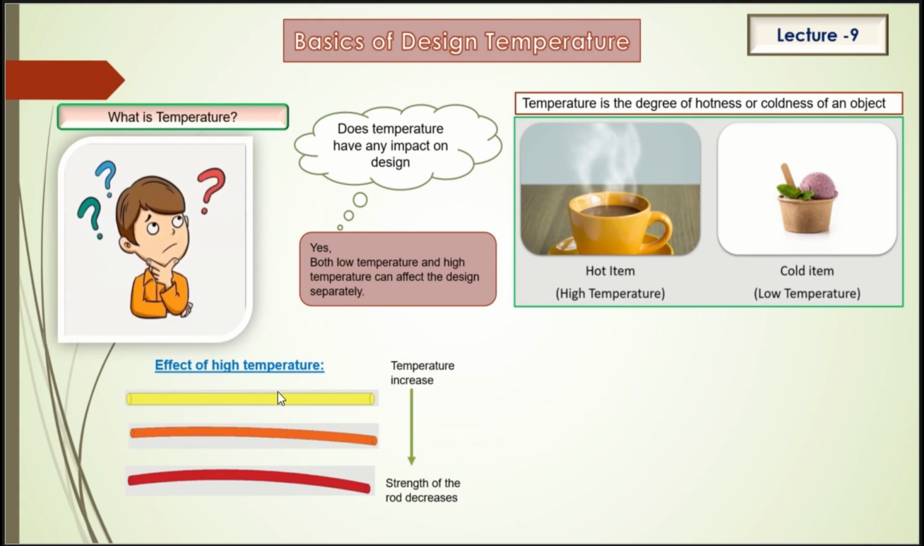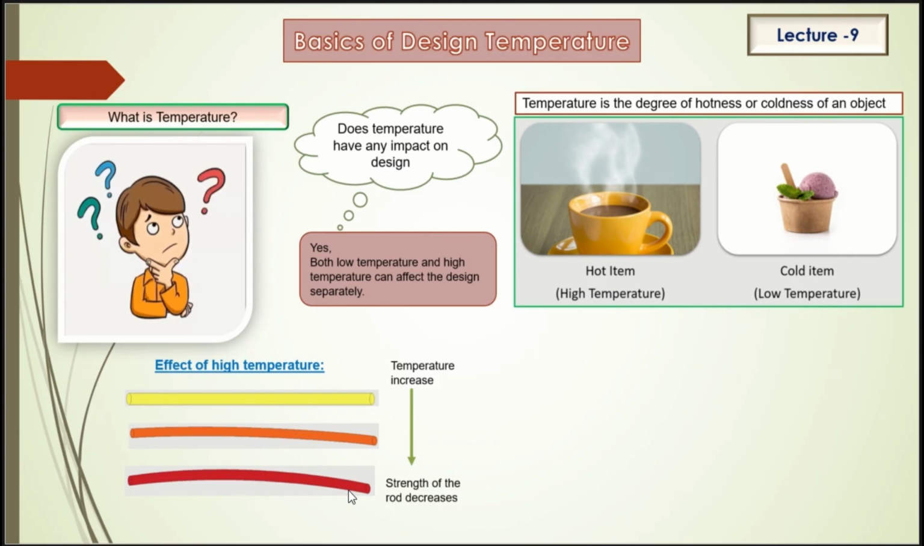So we need to consider this effect of high temperature while selecting the material. If you want to increase the strength of the rod, what do we need to do? We need to increase the thickness or diameter of the rod. If we increase the thickness, the cost will definitely increase also. Machining time increases. So all these points we need to consider while designing our pressure vessel.